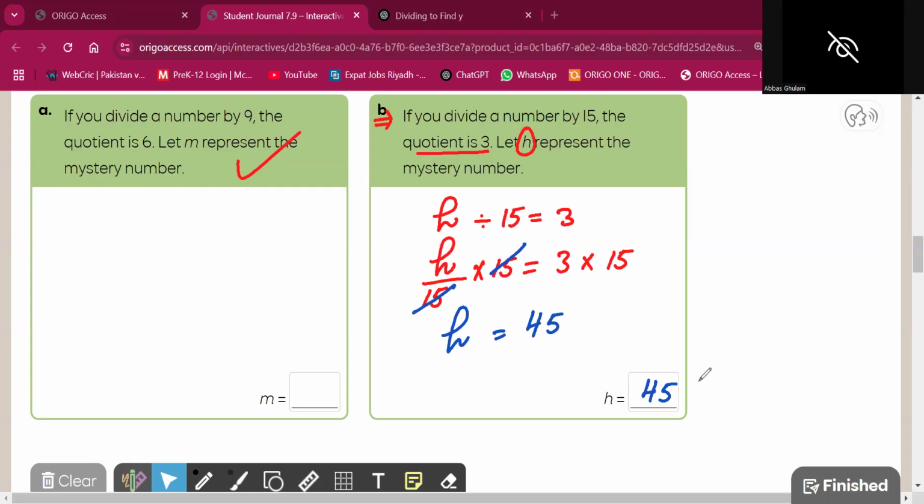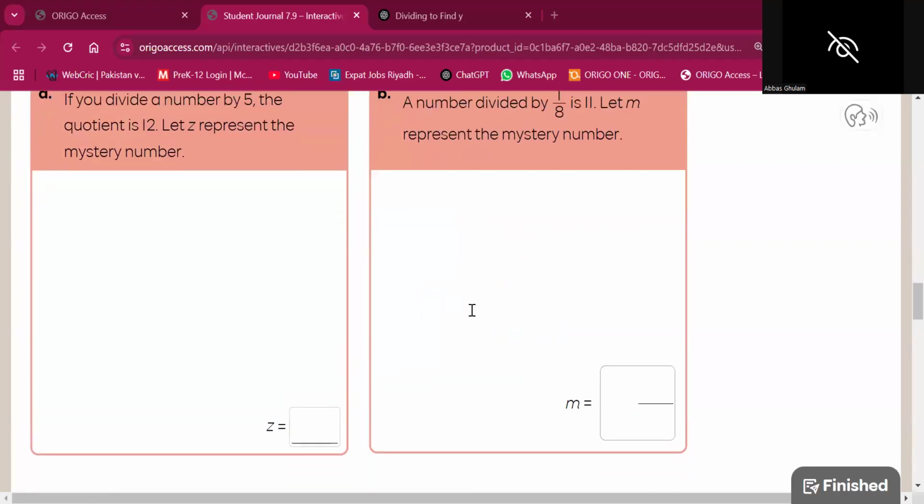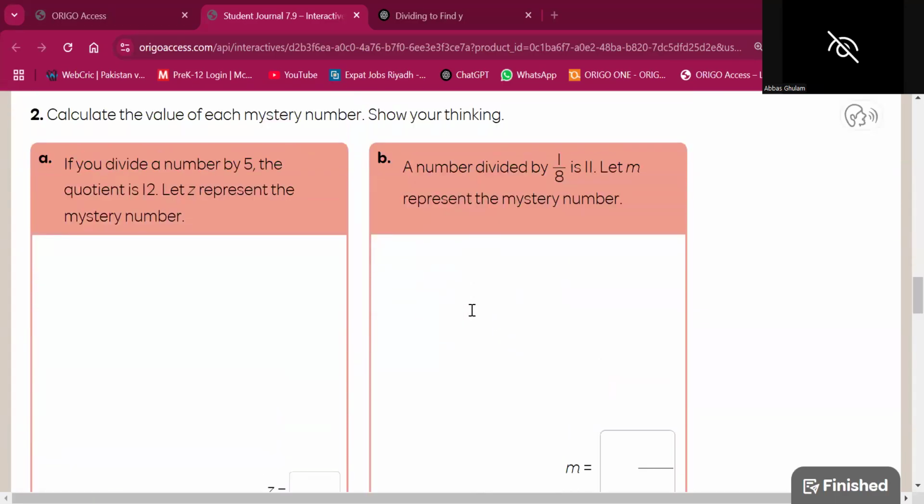So in this way, we can solve division problems. And in this way, we can write an equation from the paragraph. Then we can solve it to find the unknown number. Let's see some other examples in case something is new for us. And the next page is the same thing, and for example, there is a fraction number.